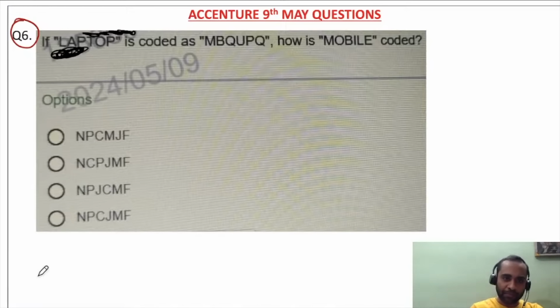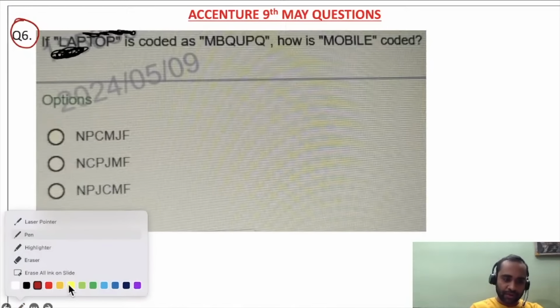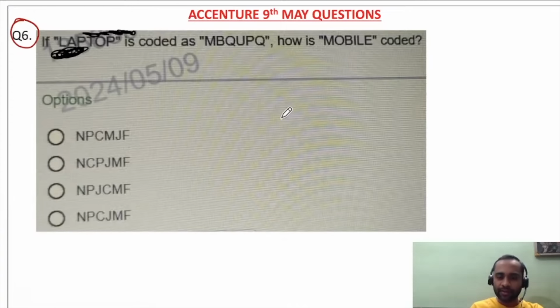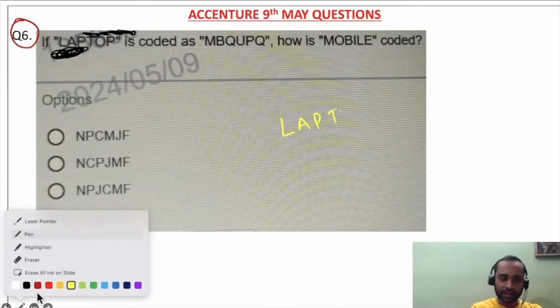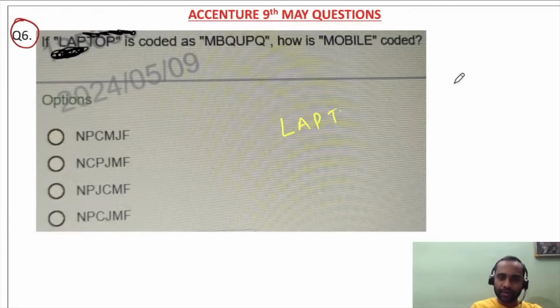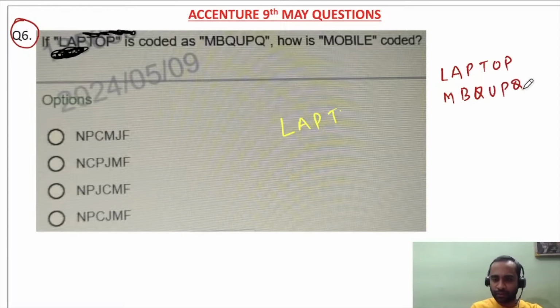Now, if laptop is coded as, I hope you are able to see. If not, then I will write down here. If laptop is coded as MBQUPQ. Okay, now here you can see this is plus 1, this is plus 1, this is plus 1, this is plus 1, this is plus 1, this is plus 1, right? Okay. Then how will mobile be coded?